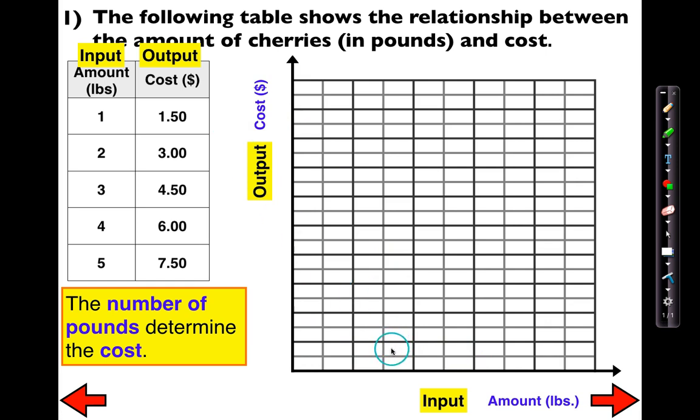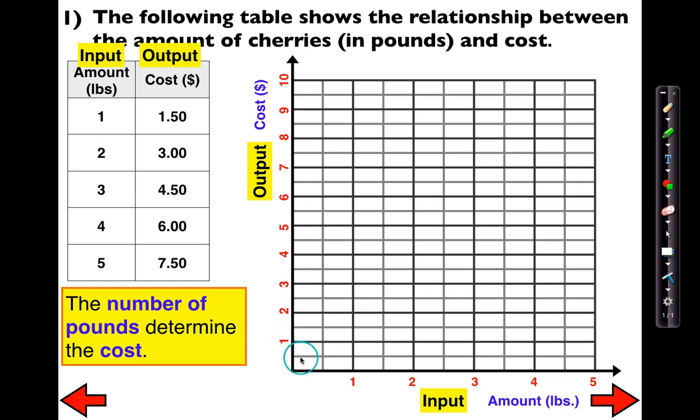But actually, before I do that, it might be a good idea to label to see what each tick mark is going to represent. Here, I'm going to go ahead and mark it like this, and for the output, since it goes up to 7.50, I'm going to go ahead and mark every 2 by a 1. So now that I have this, I can go ahead and graph.